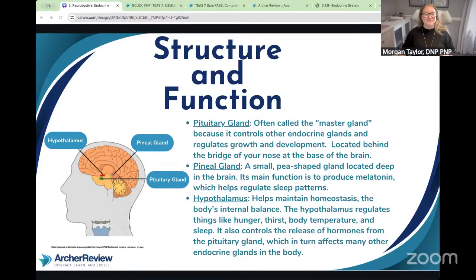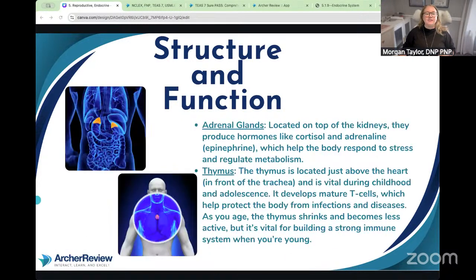Okay? Now, let's go further down into the abdomen. Let's look at the adrenal glands and the thymus. The adrenal glands sit on top of the kidneys. So we know that's kind of in your back, that retroperitoneal space. On top, like a little hat, the kidneys wear the adrenal glands. And they make hormones that are going to turn our system on and make us go.